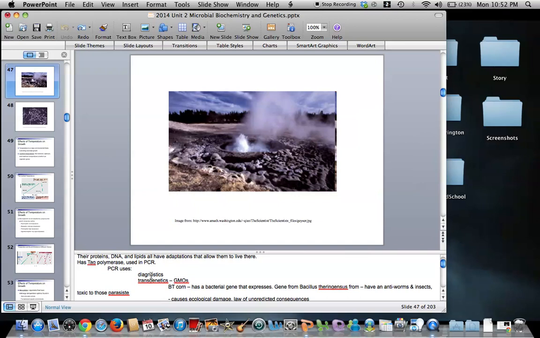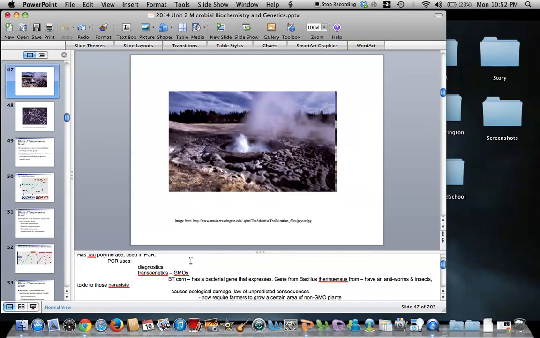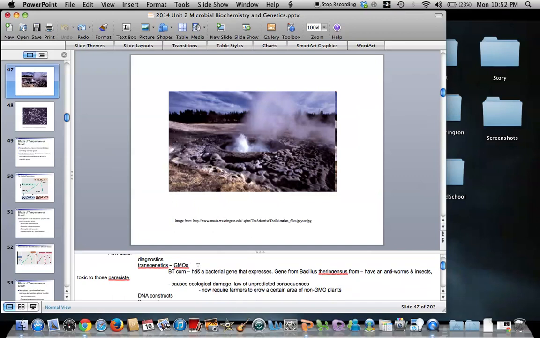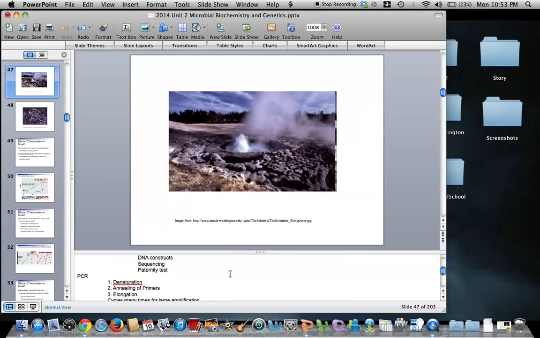Taq polymerase is used in it, and PCR can be used for diagnostics, for creating transgenic organisms like GMO foods, like Bt corn. This expresses a bacterial gene that protects it from worms and other parasites. The question with GMOs is whether they cause ecological damage, and so now farmers are required to have a certain amount of non-GMO plants, since we need to keep the biosphere intact. At least in the US, that's the law.